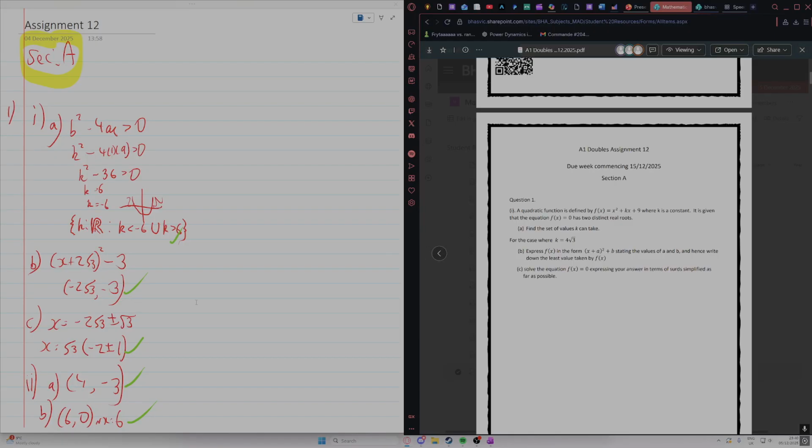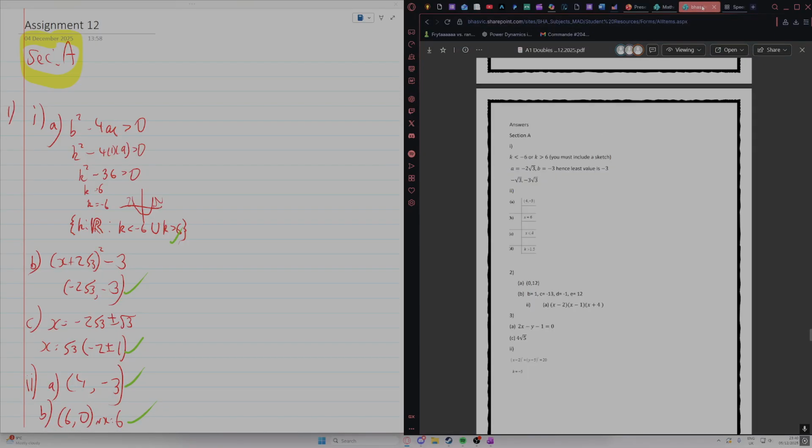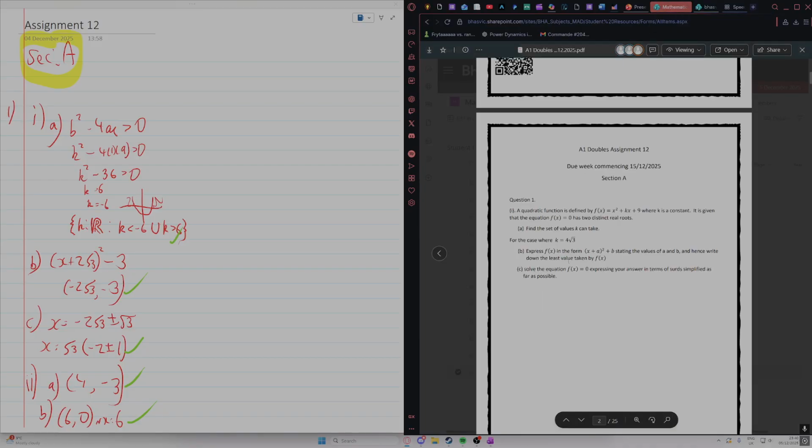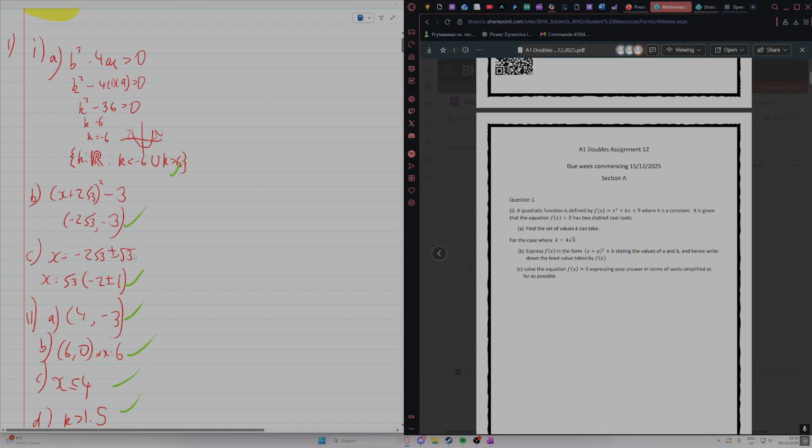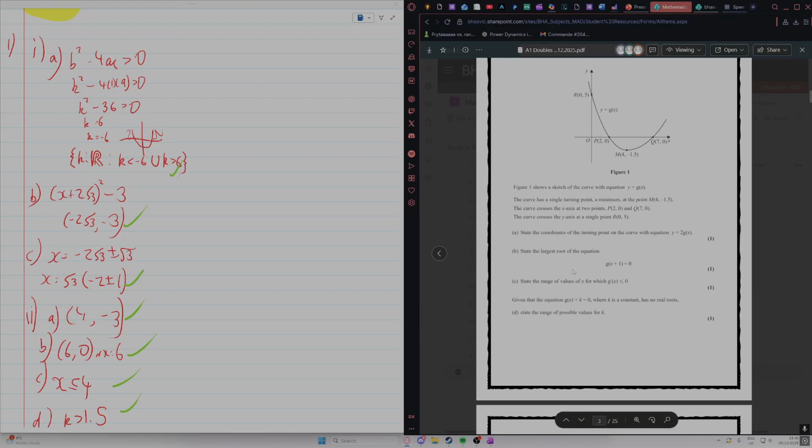Yeah, this is fine. I think this is a different answer, but I think the answer in the mark scheme is wrong here if I'm correct. No, maybe this is a different question I'm thinking of. And then you have this. Solve the equation f of x equals 0. This is fine. Right, next question.